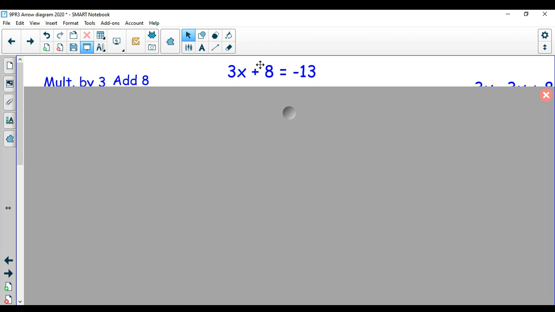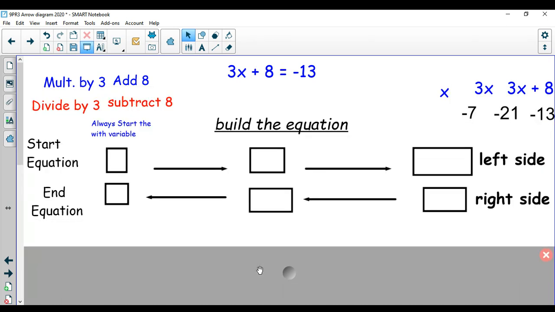3x plus 8 equals negative 13. Same thing. I always start with a variable. I look at, in this case, it's the left side of the equation. If it was on the right side, it wouldn't matter, negative 13 on the left, we would still start with our variable. My variable's an x. Okay, so I put an x down. Good. X goes in my first box.